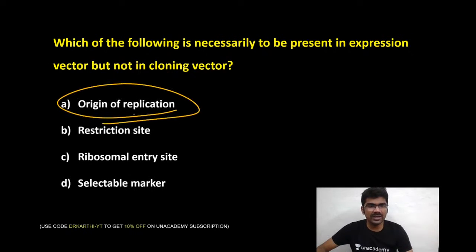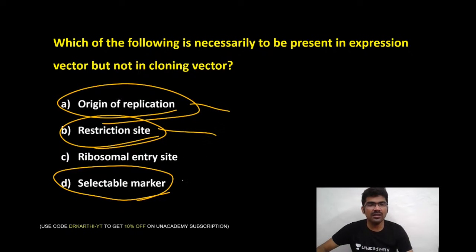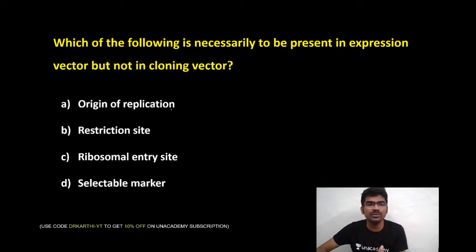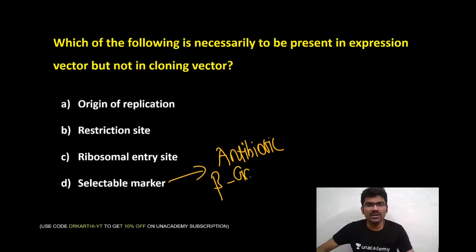So origin of replication, restriction site, selectable marker. All these have to be present in both. Without origin of replication, how will you do the replication? So it has to be there in the cloning vector as well as the expression vector. Restriction site, we always have the restriction site in the vector, so that we can remove it and join it. Selectable marker like antibiotic resistance genes, and beta galactosidase. So all these things.